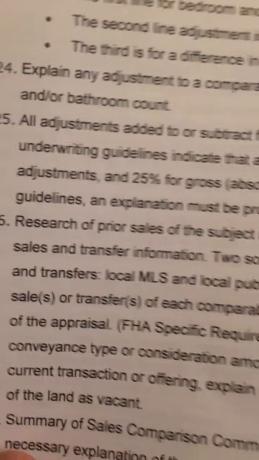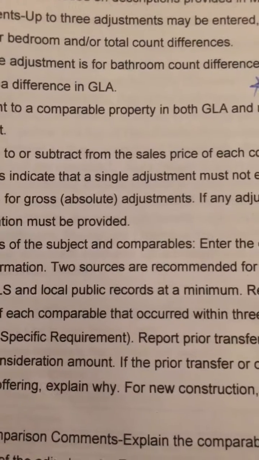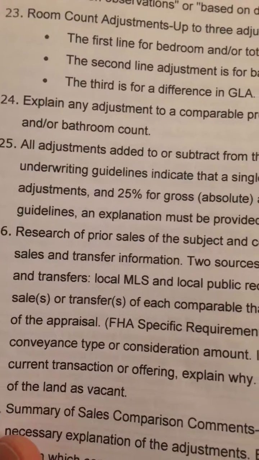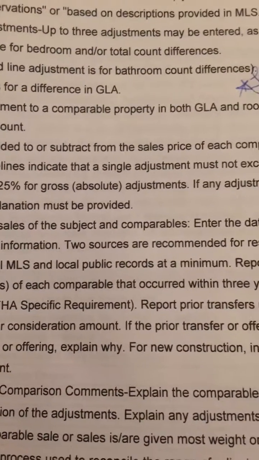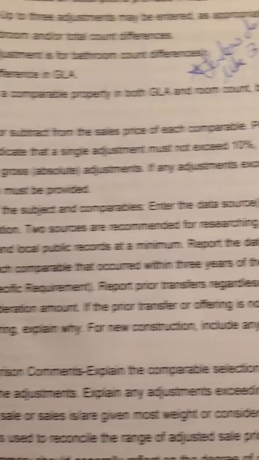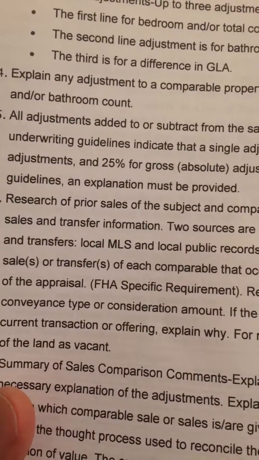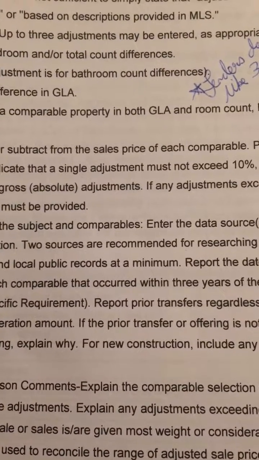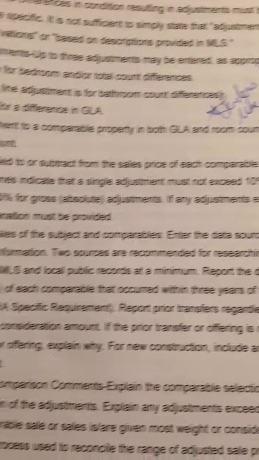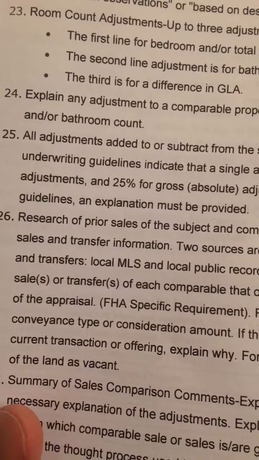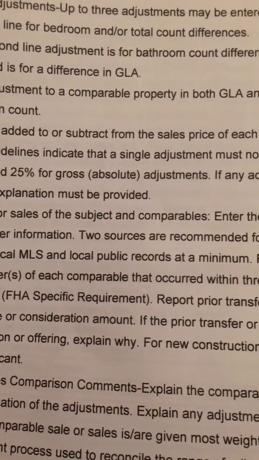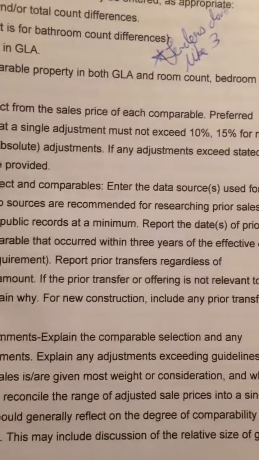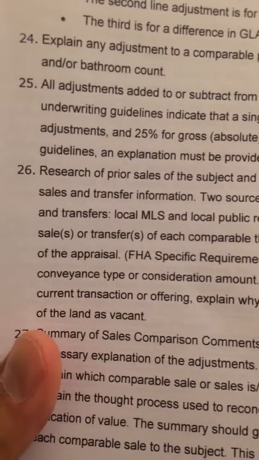26. Research of prior sales of the subject and comparables. Enter the data sources used for sales and transfer information. 2 sources are recommended for researching prior sales and transfers: local MLS and local public records at a minimum. Report the dates of prior sales or transfers of each comparable that occurred within 3 years of the effective date of the appraisal.